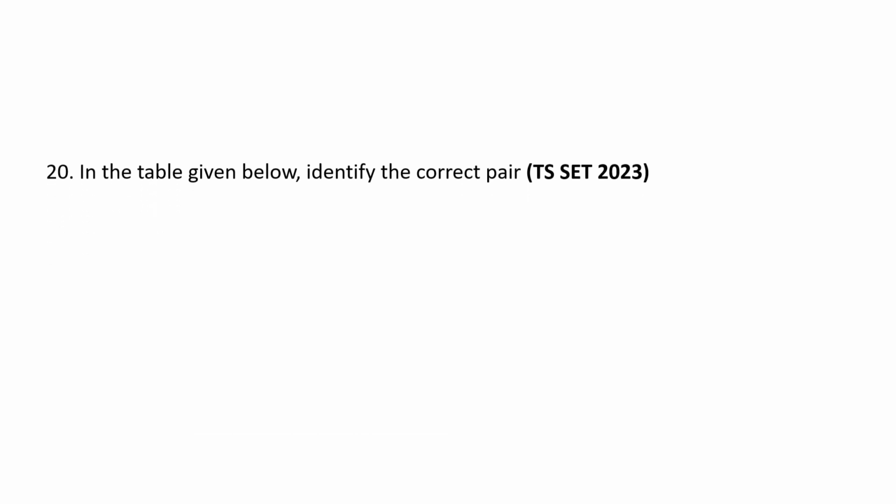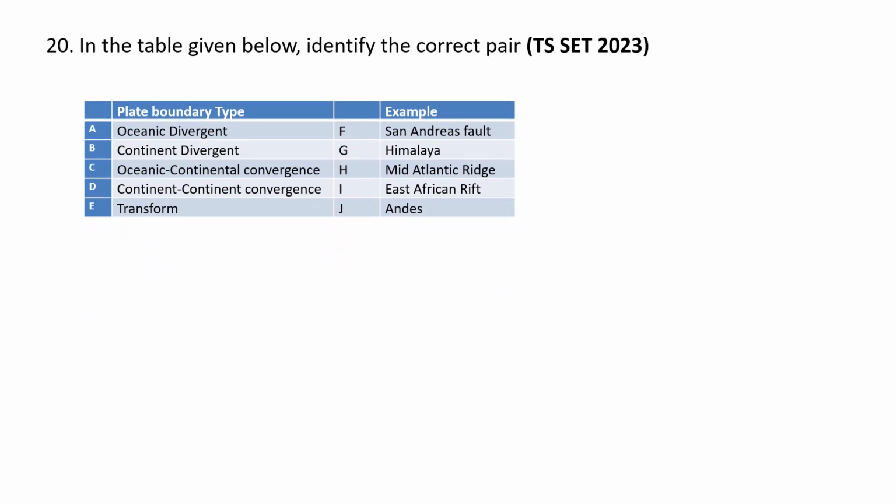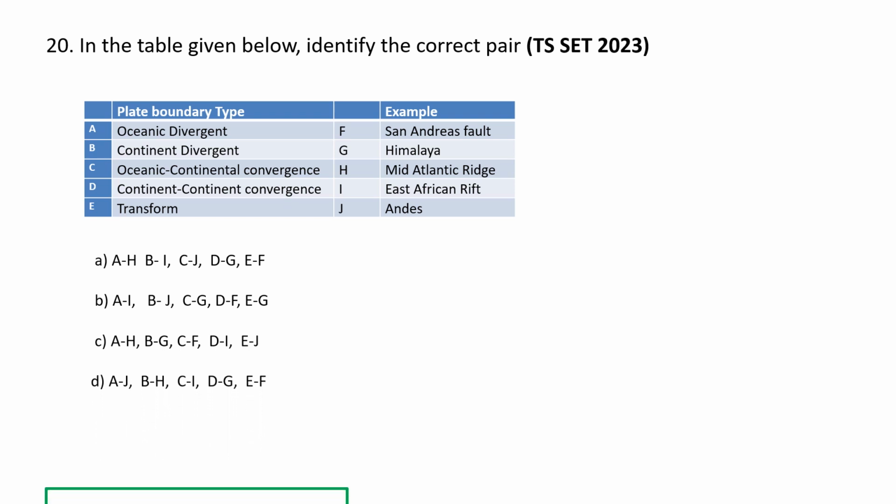Next question. In the table given below, identify the correct pair. A table is given with plate boundary type and example: ocean divergent, continent divergent, ocean continent convergence, continent continent convergence, transform boundary. Examples are San Andreas Fault, Himalaya, Mid Atlantic Ridge, East African Rift and Andes. We have to choose the correct option among the four combinations listed.